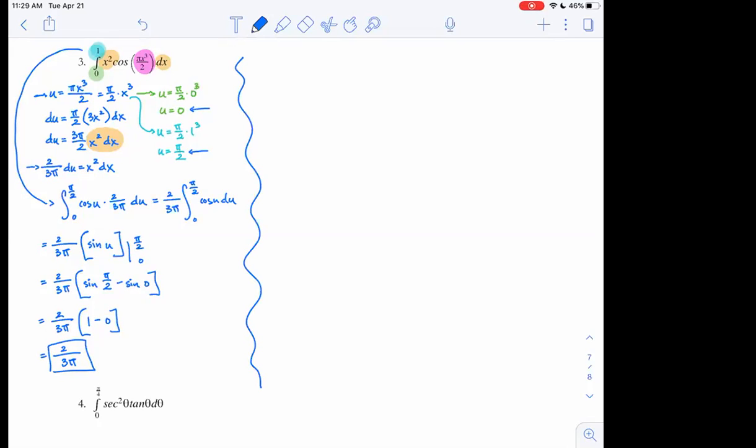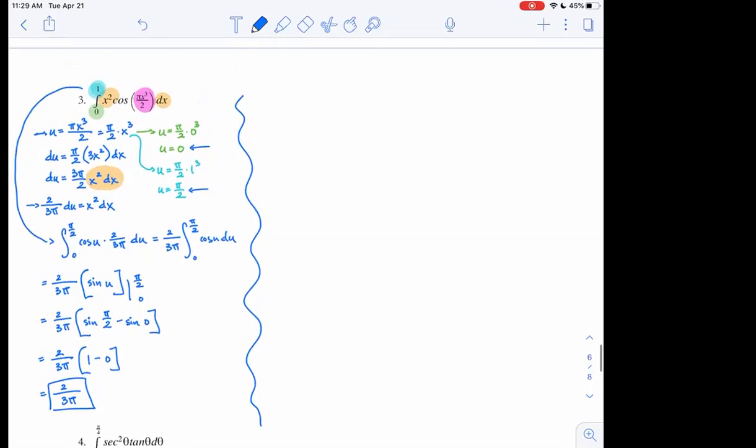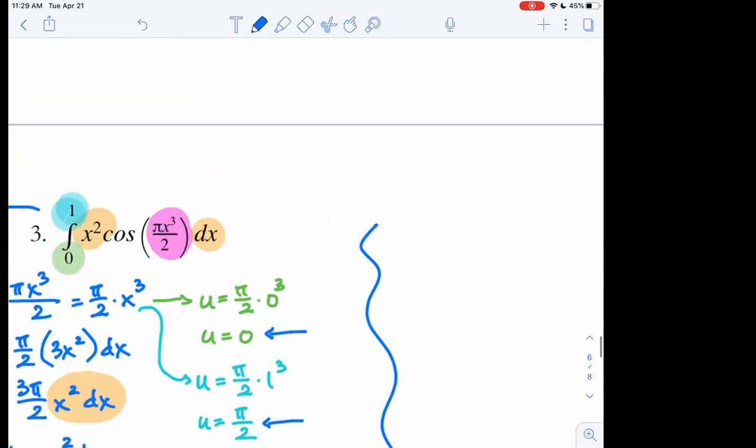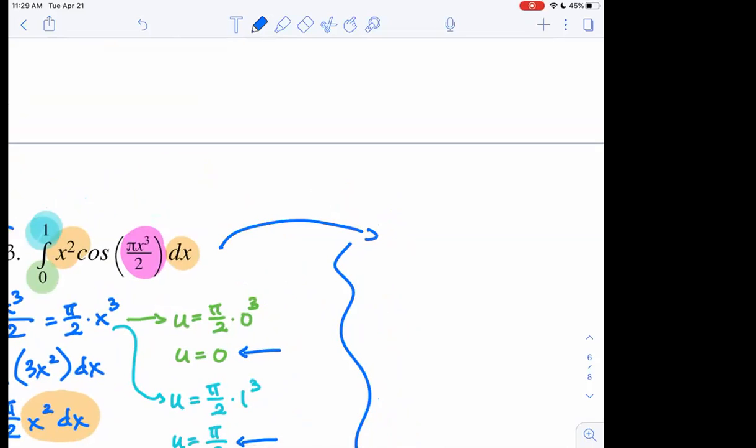Okay. Is there anyone who would like to see the second method? Thank you. Okay. So let's take a look at what happens when we don't change the bounds.